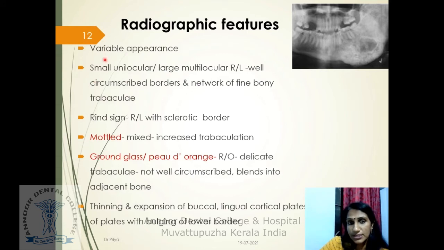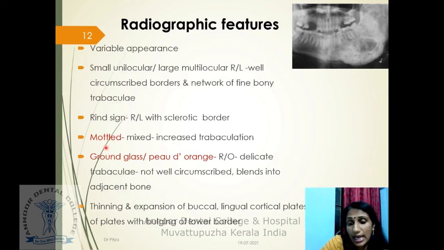When you look at the radiographic presentation, it usually has a variable appearance. It can vary from a small unilocular to a large multilocular radiolucency, which is well circumscribed. So it has a well circumscribed border, and within the radiolucent area you can see a fine network of bony trabeculae. And there is another sign which is called the rind sign. The rind sign is where you have the radiolucency with a sclerotic border. If you observe here, you can see the sclerotic, dense border surrounding the radiolucent area. So this is called the rind sign. That is, the radiolucent area is surrounded by a sclerotic border.